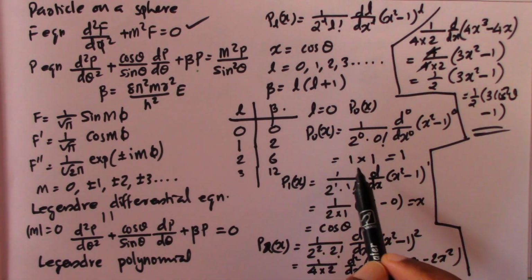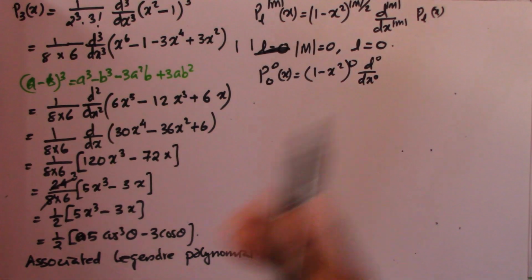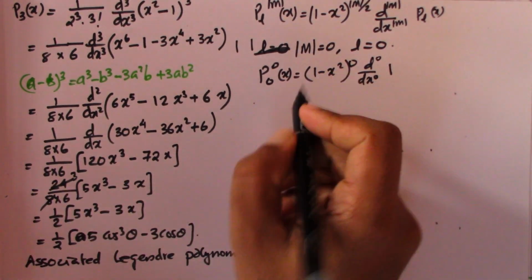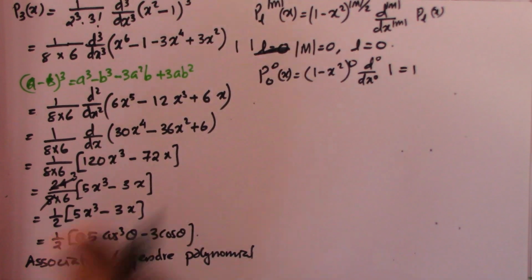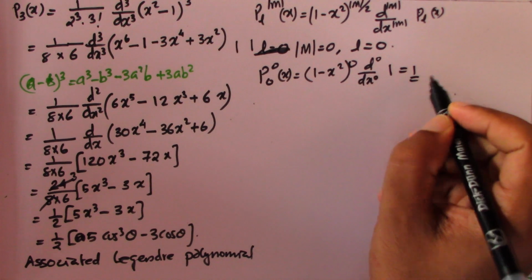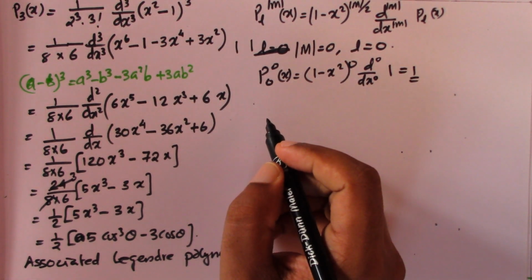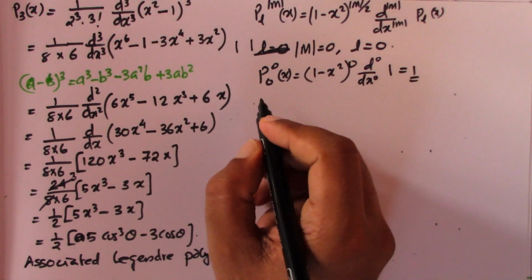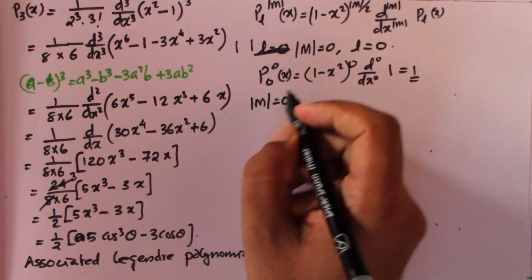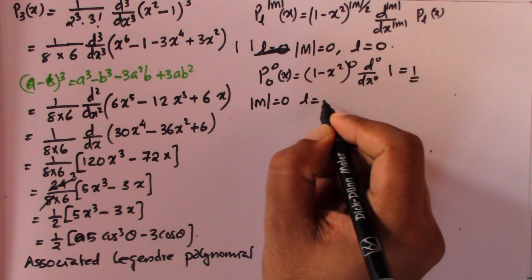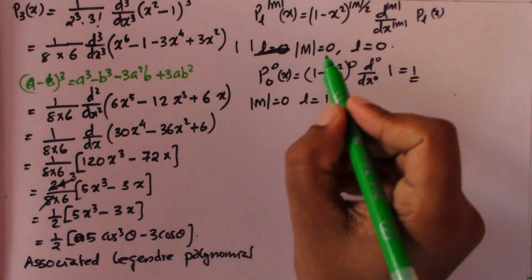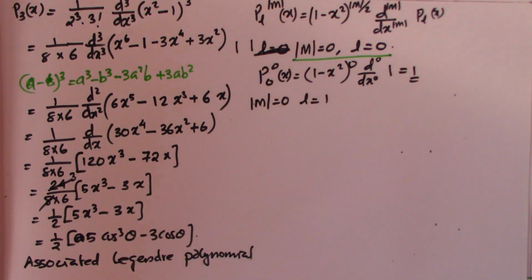P_0^0(x) is equal to 1, so let's put 1 here. So this is 1 into 1, that is equal to 1. So P_0^0(x) is equal to 1. Okay, and for m is equal to 0 and L is equal to 1. So let's highlight this. We calculated now m is equal to 0 and L is equal to 0.